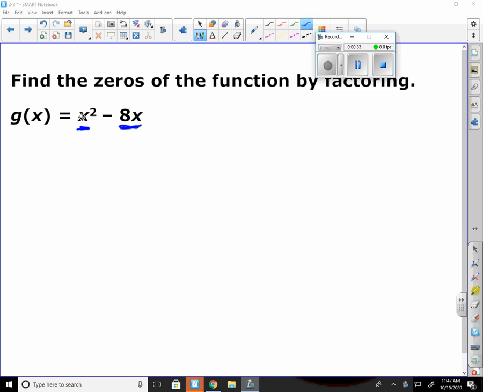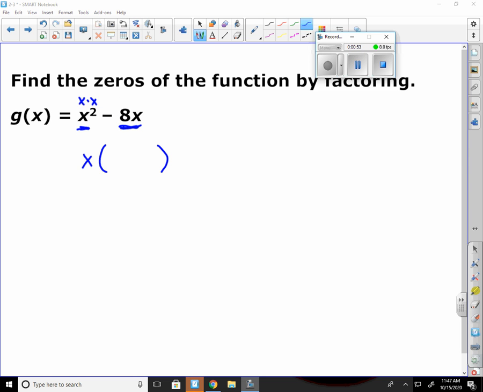They both have at least one x. X squared is just x times x. And then this is obviously just 1x. So what can I pull out of both of these? Think of it as like the reverse of the distributive property. What can I pull out of both of those? They both have at least one x in them, so I can pull an x out.